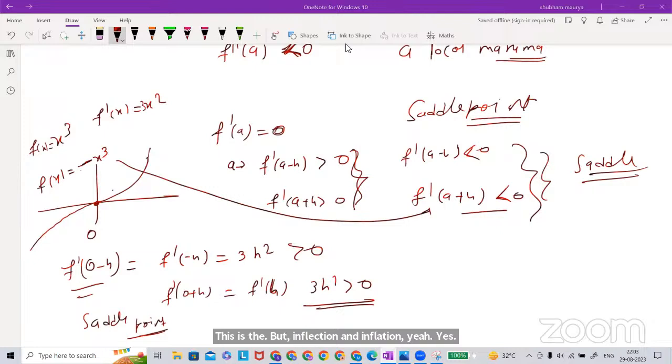Weeks 10 and 11 we will discuss in the next session.